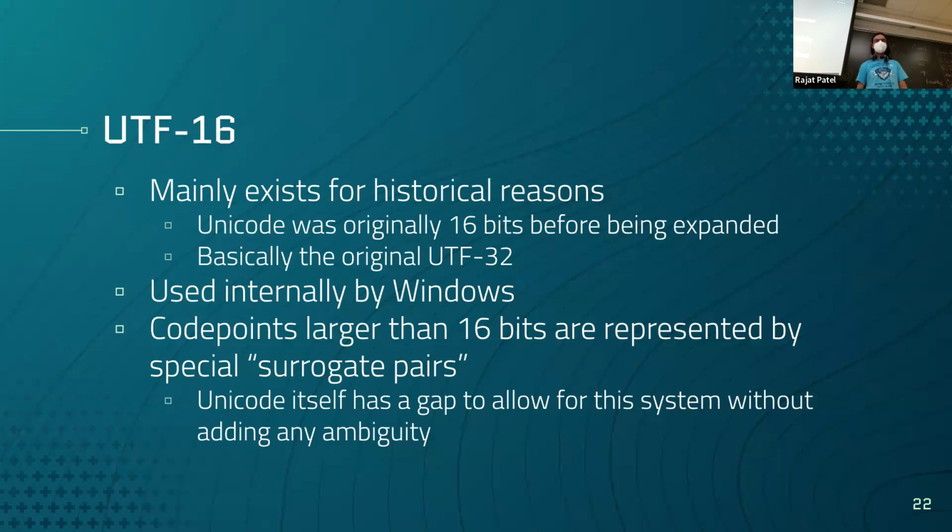Code points larger than 16 bits are represented by special surrogate pairs. This is a little convoluted compared to the way UTF-8 works, but basically there are some values reserved in Unicode that cannot be Unicode characters because they have to be used by the system. So there are some values in UTF-16 where, if you encounter this value, you have to also check the next value, and those two together make one character. It's pretty weird. You're probably never going to need to know this, but any questions so far?